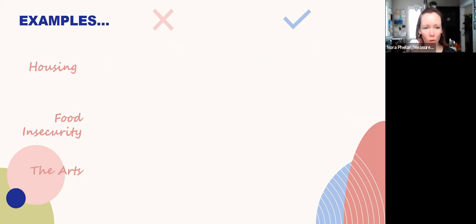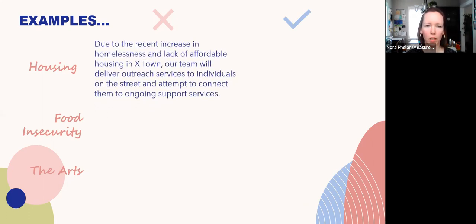So I have a few more examples here, and I was going to put up the not so great example, and I'm just curious to hear what people might say, what questions you might have, or what about it you think could be improved? So for housing, I have, due to the recent increase in homelessness and lack of affordable housing in X town, our team will deliver outreach services to individuals on the street and attempt to connect them to ongoing support services. So anyone have any thoughts about what about this may not be great? What could be improved? What questions do you have? You can use the chat box as well.